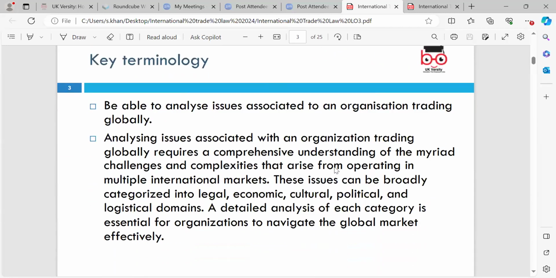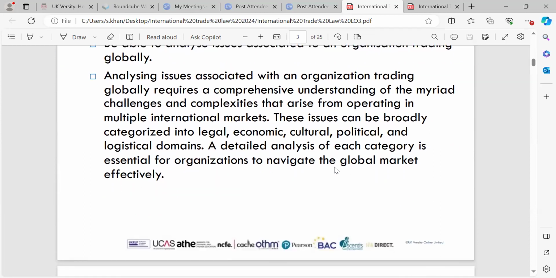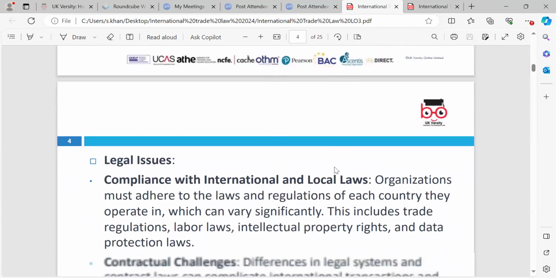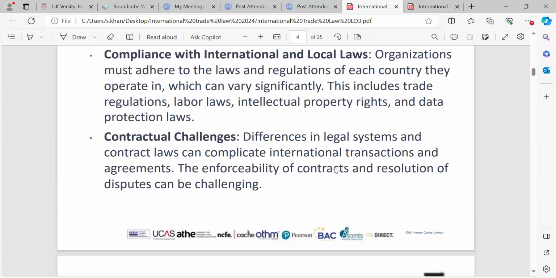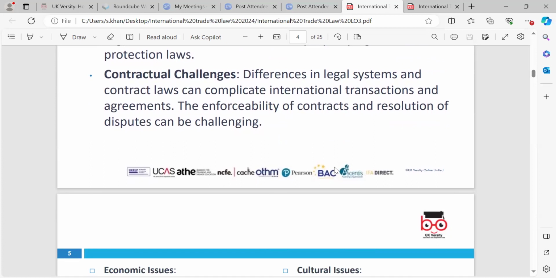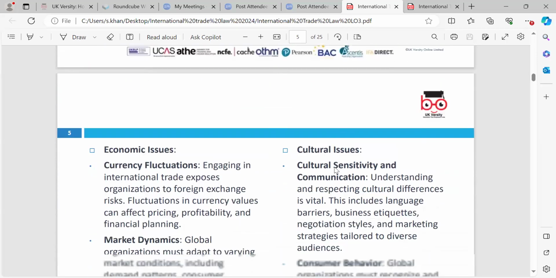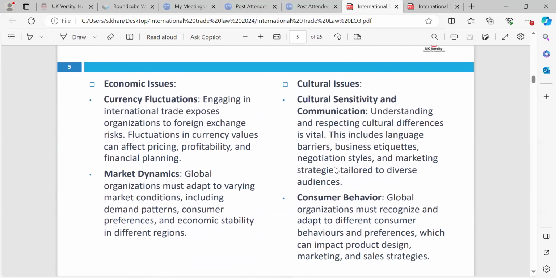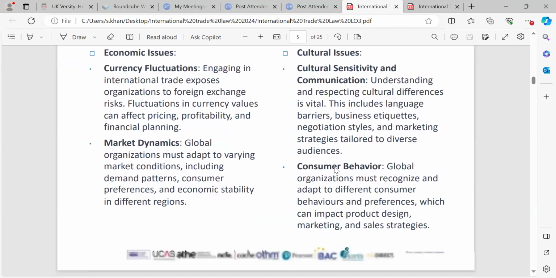So the key terminology being able to analyze issues associated to organisation trading globally. We looked at legal issues such as compliance with international and local laws. So organisations must adhere to the laws and regulations of each country. We also looked at contractual challenges, so differences in legal systems and contract laws. We looked at economic issues such as currency fluctuation, market dynamics, and cultural issues such as cultural sensitivity and communication.